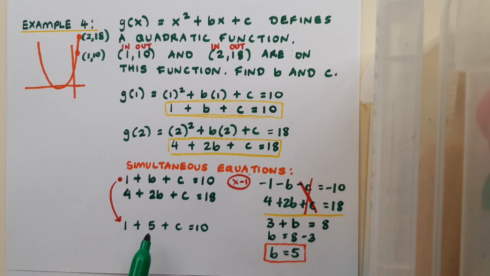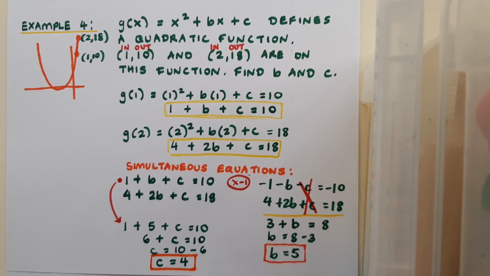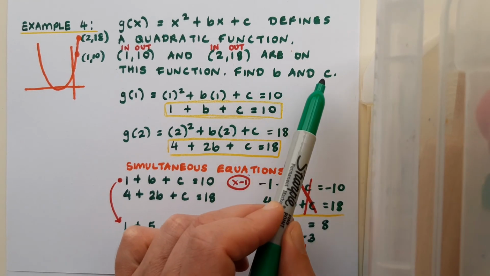I'll start by adding 1 and 5 to make 6. I'll bring the 6 across and subtract, and then I'll complete my subtraction and get 4. So my solution for c is 4. I've now found the values of b and c as requested in the question.